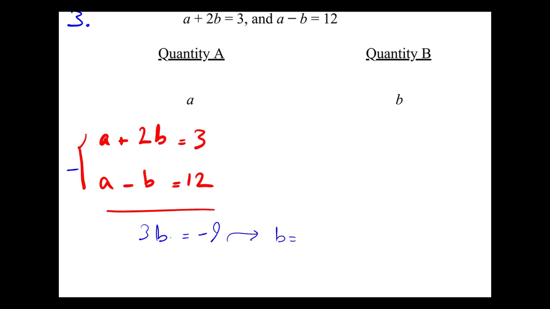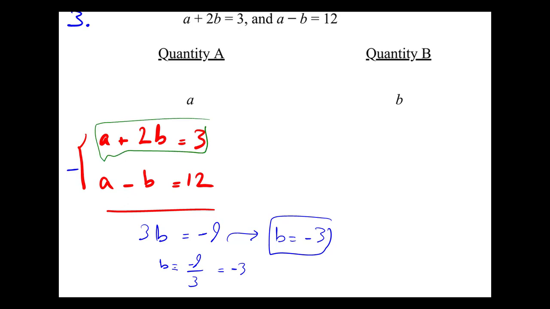So 3 times b is minus 9. So b is minus 3, like I said, b equals minus 9 over 3, which is minus 3. Okay, from one of these equations, let's choose the first one. In this equation, we know b. b is minus 3. Let's find out what a is.